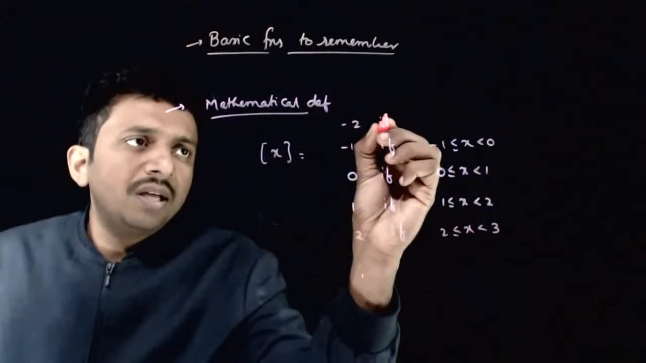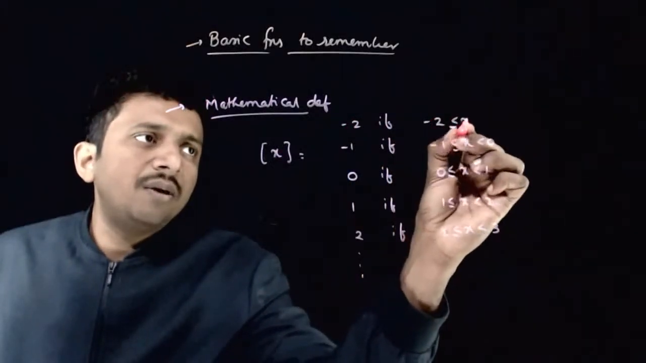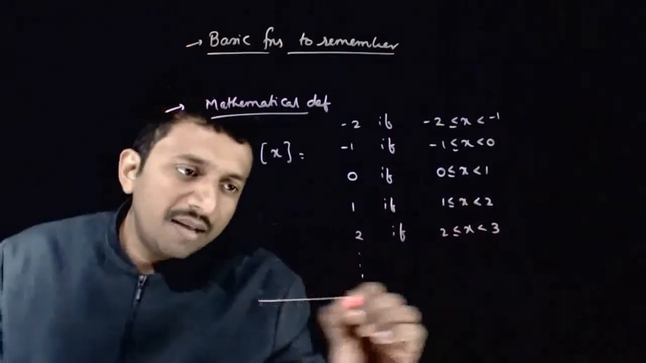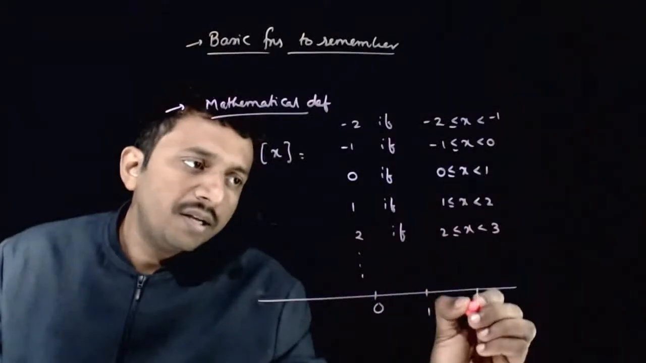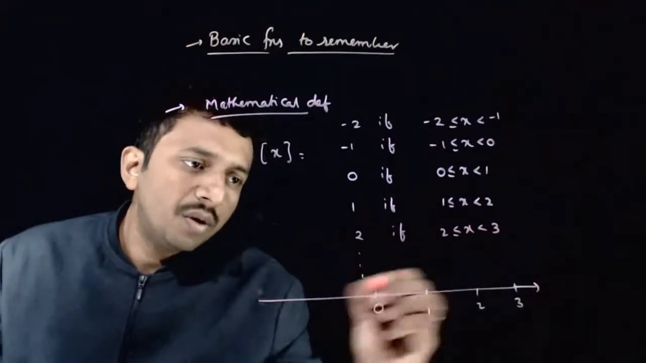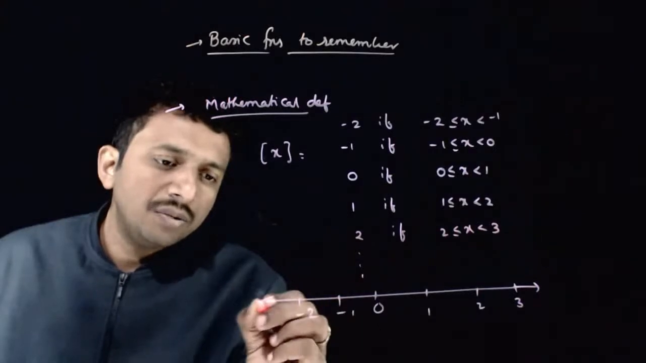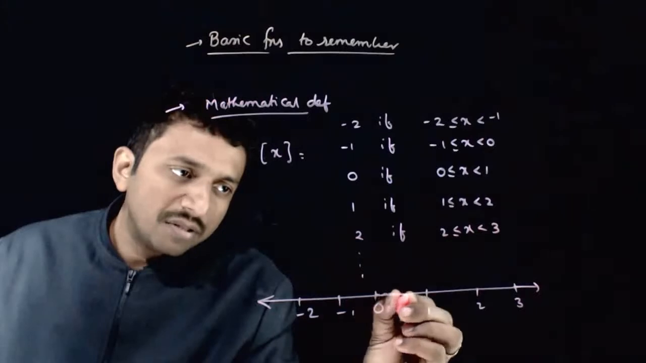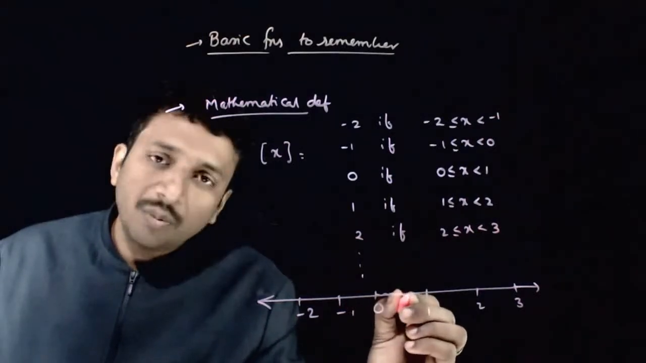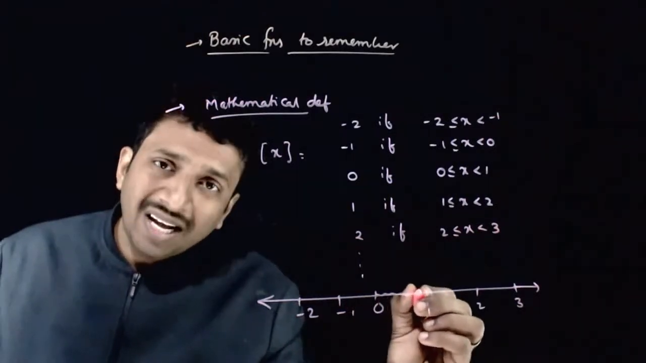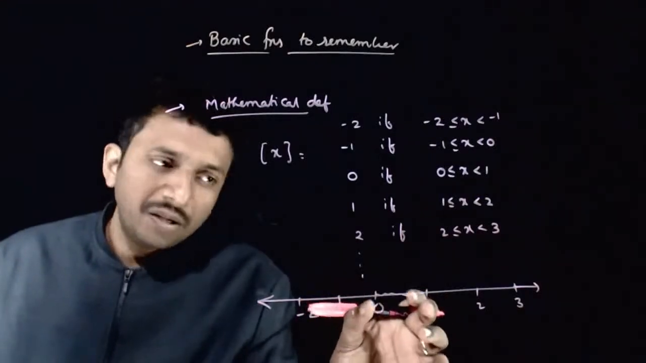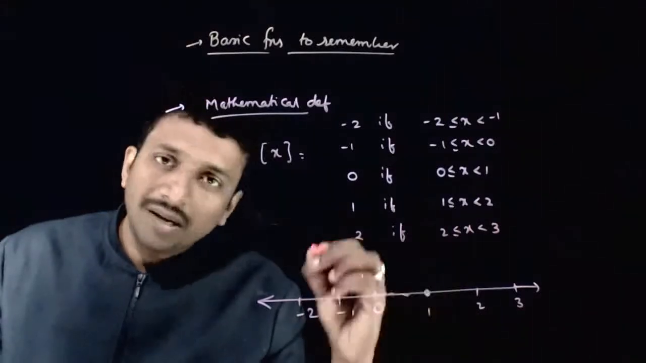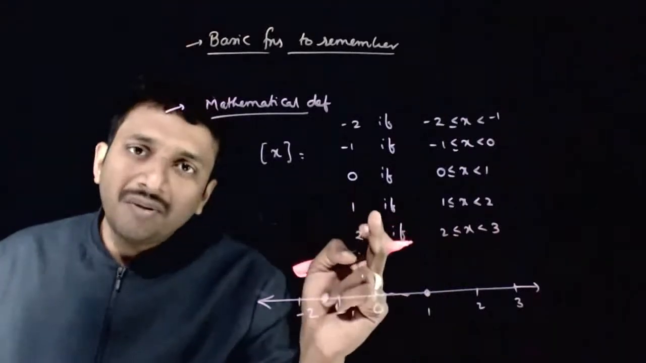And -2 if -2 less than or equal to x less than -1. That is, if you take the real number line, 0, 1, 2, 3, and so on, -1, -2, and so on. So if x is in between 0 and 1, for all these values, 0, 0.1, 0.2, 0.3, 0.9, 0.9999, till that value, you get integer part as equal to 0. Exactly when x is equal to 1, the integer part jumps to the value 1.